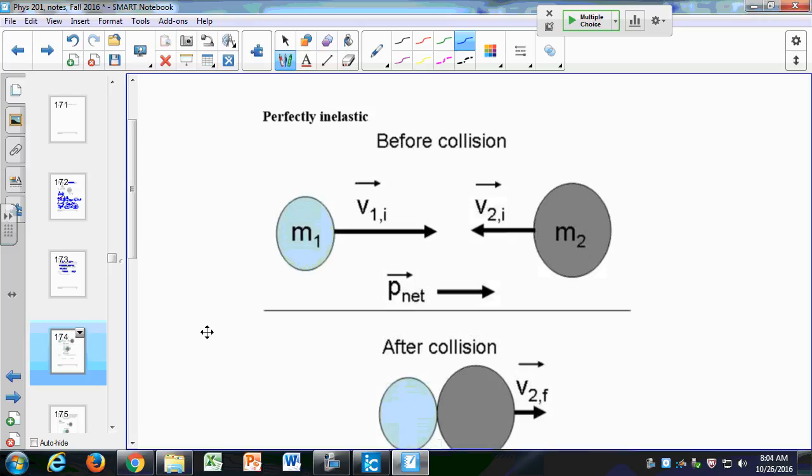Oh, and by the way, I like to think of this as like a bouncy ball. If I have a bouncy ball that's really, really bouncy and I drop it, it's very elastic, right? A very bouncy ball is very elastic. If I drop it, what will happen to it? How high will it come back up? Almost all the way, right?